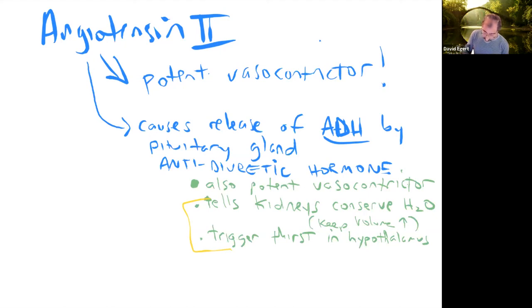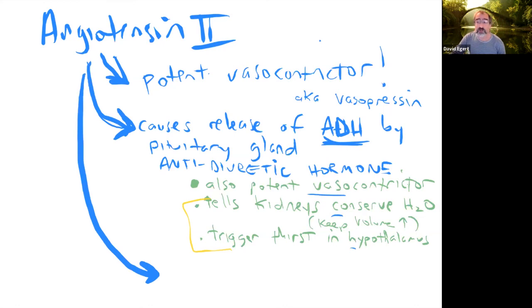So that's ADH. ADH, its other name is vasopressin, which makes sense when you think about it in terms of it helping keep your blood pressure up. So AKA, also known as. So angiotensin 2, a potent vasoconstrictor for short-term control, triggers release of ADH, which does both short-term as well as long-term. And then the third thing here is going to trigger the release of aldosterone by your adrenal cortex.